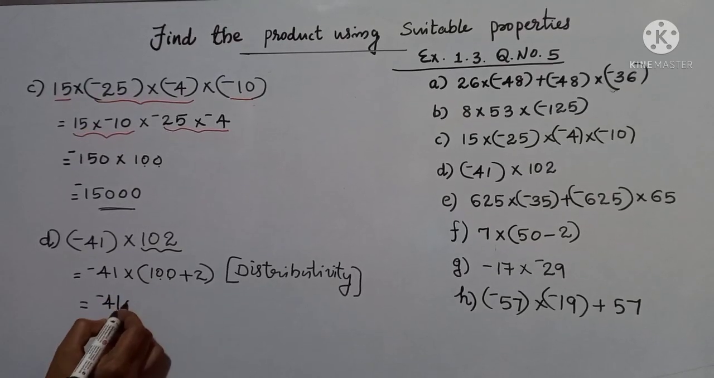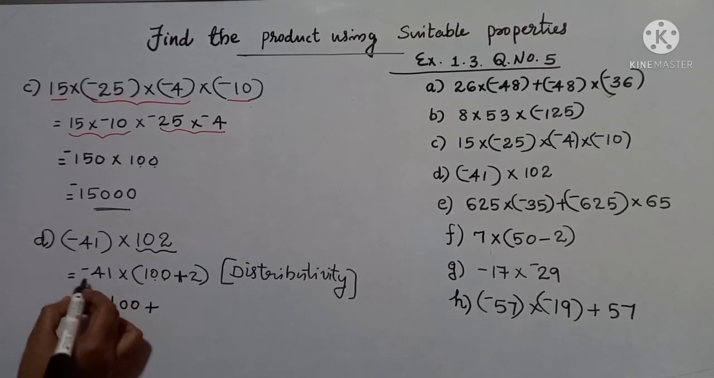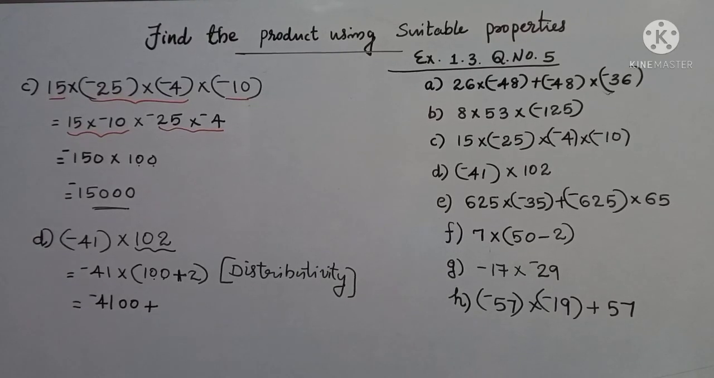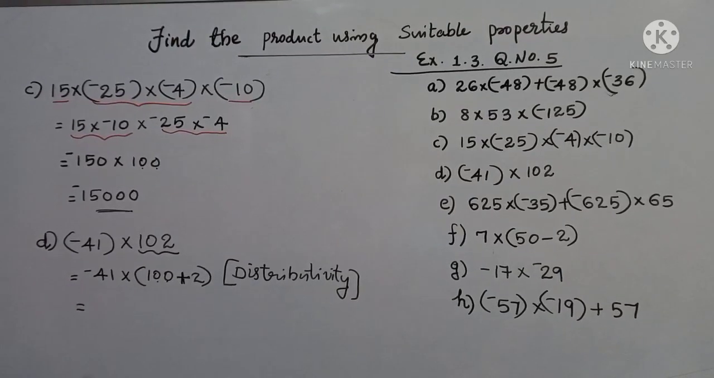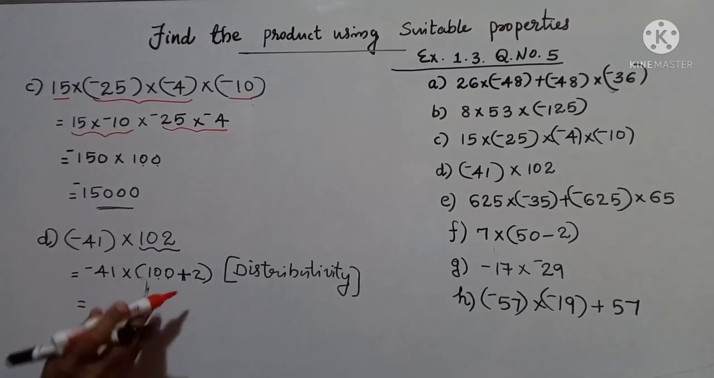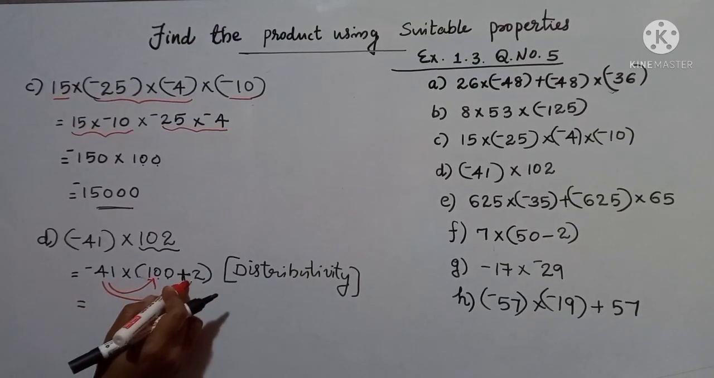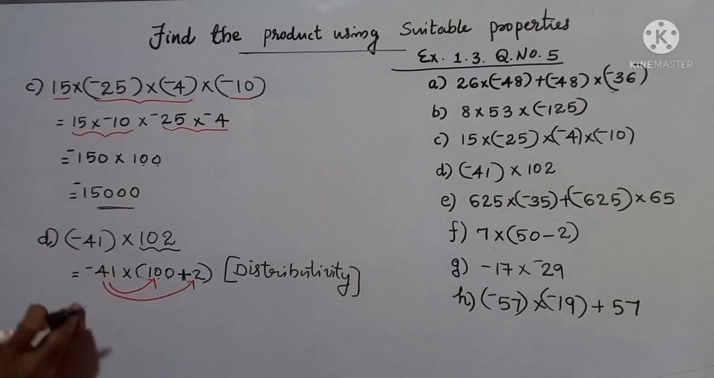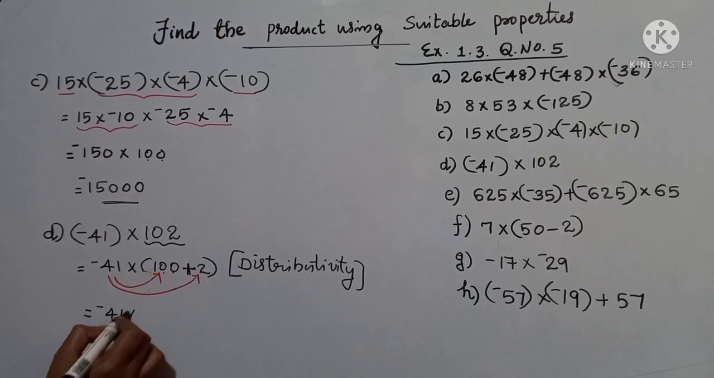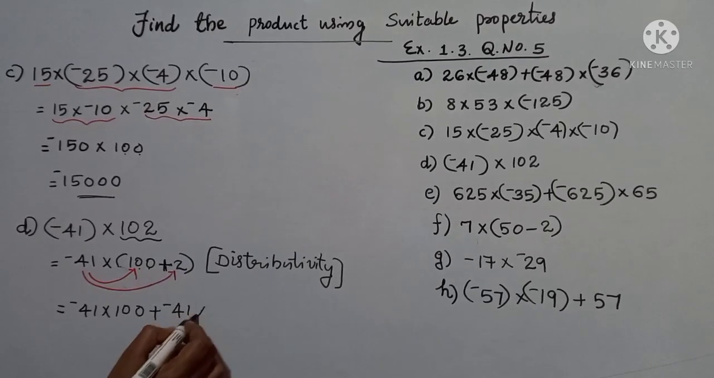Then put two zeros here. Then this plus, put that plus here, same way itself. Again minus 41 into 2. Some more clearly I will tell you. Here if we need, we can write, opening this bracket, minus 41 into 100. Same way minus 41 into 2. Opening this bracket only we are doing in case of distributive property. Minus 41 into 100 plus minus 41 into 2.